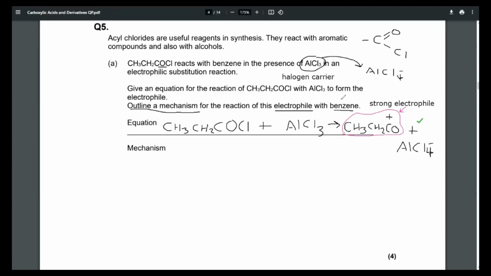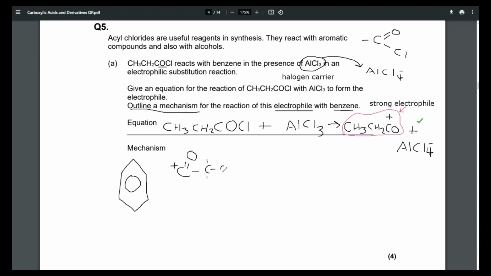So what I'm doing is I'm circling the electrophile here, a very strong electrophile. It's been made by the halogen carrier. So what type of mechanism is this? If we're involving an electrophile, it's obviously going to be electrophilic, and this one happens to be substitution. So here is our electrophile.